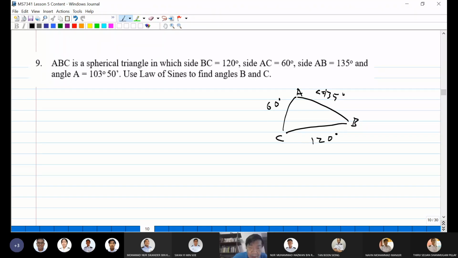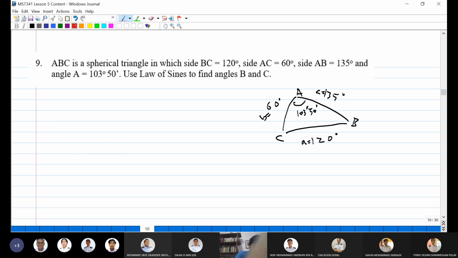This is side B, this is side A. Right? Obviously, you can label them. And then angle A is 103. Use the law of sine to find angle B and C.